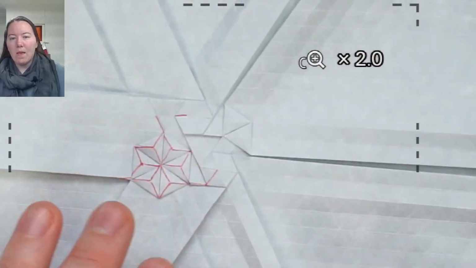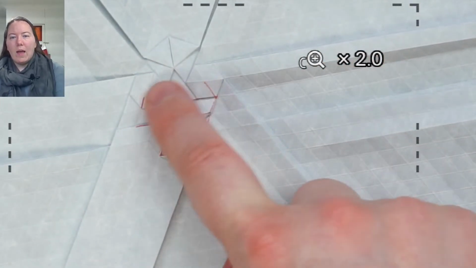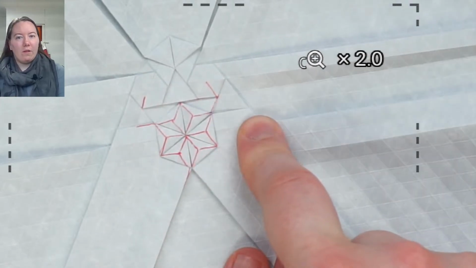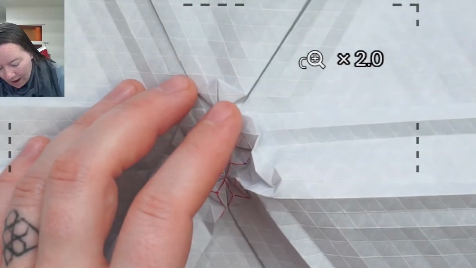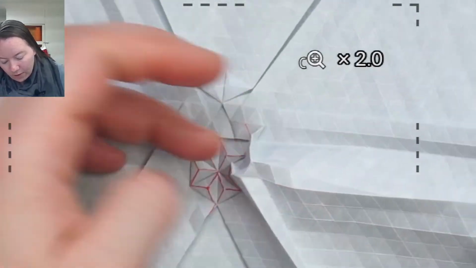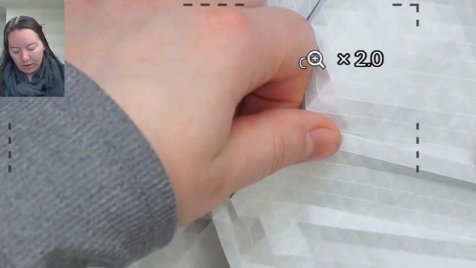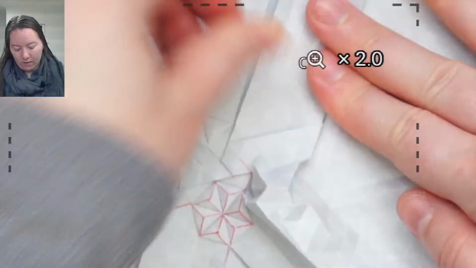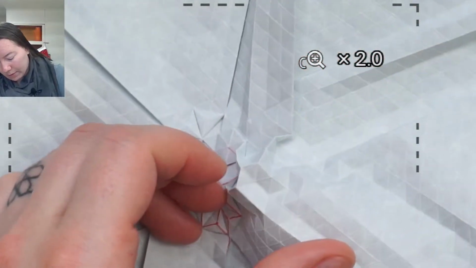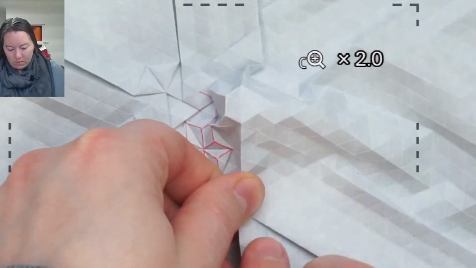Rotating around, I'm going to then add the next hexagon around. I have 2 pleats going into it, so that defines my center. And then I'm finding the remaining pleats based on that center.